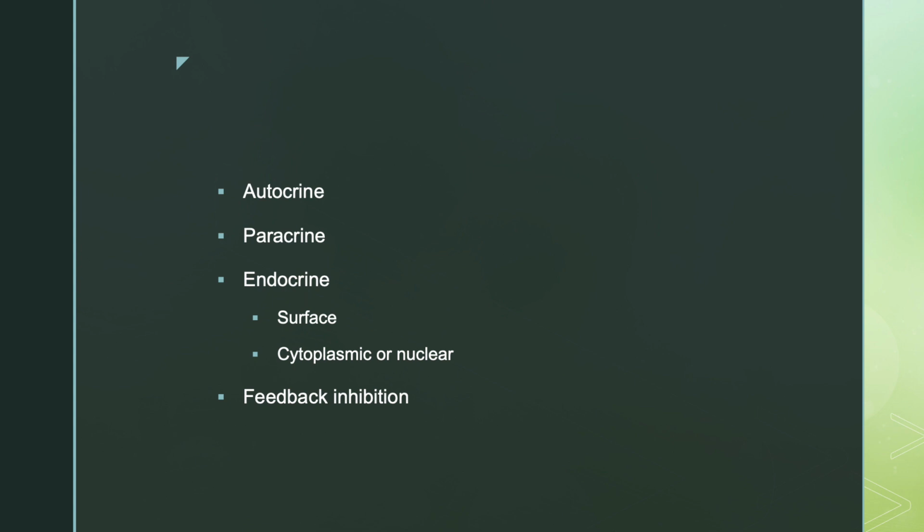Once the exerted effect is achieved, a negative feedback goes back to the source of the hormone. For example, if there is a need for, let's say, growth hormone for growth of various organs in the body, if that growth is achieved, then a signal goes back to the pituitary saying, enough of this growth hormone, we had enough, and that's what's called feedback inhibition.